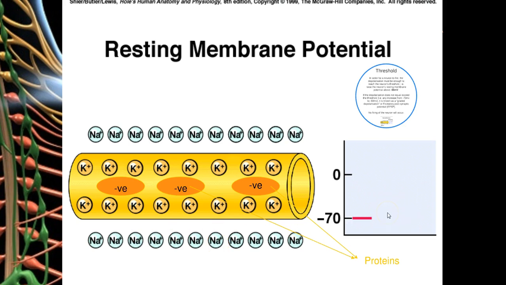So if we were to read the electrical levels of a resting neuron with no electricity flowing through it to cause any action or anything like that, then it would have a baseline of minus 70, and that's the resting membrane potential.